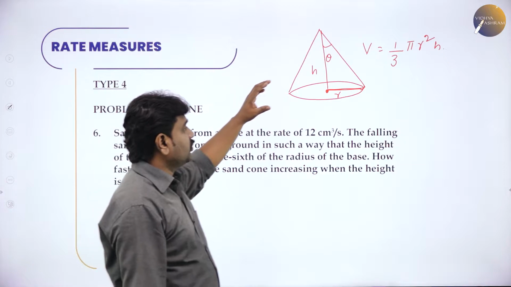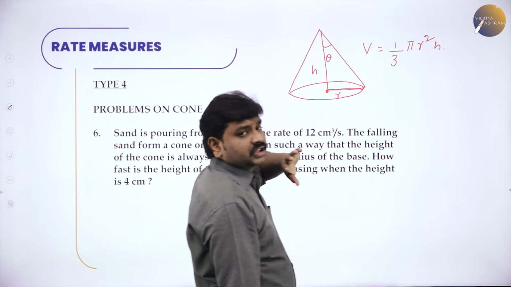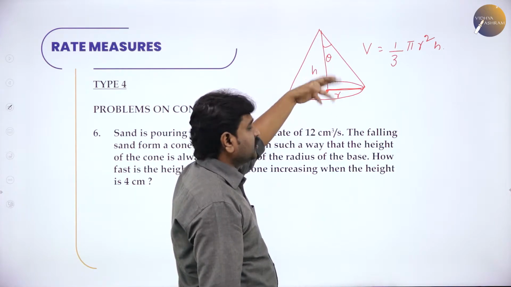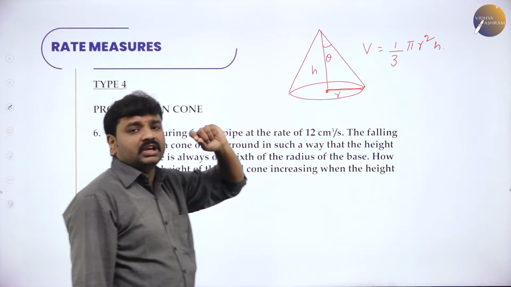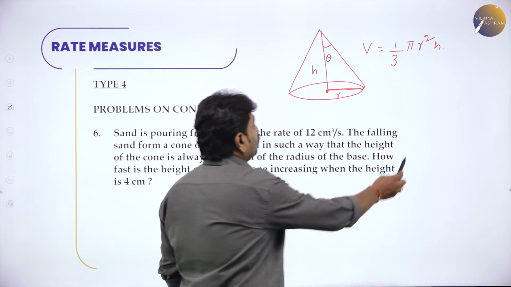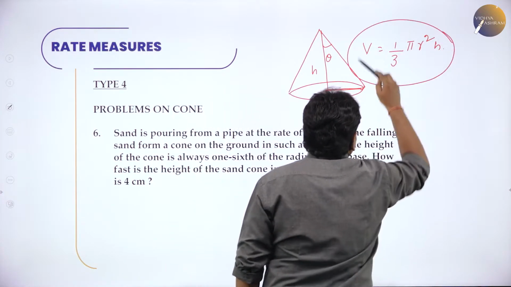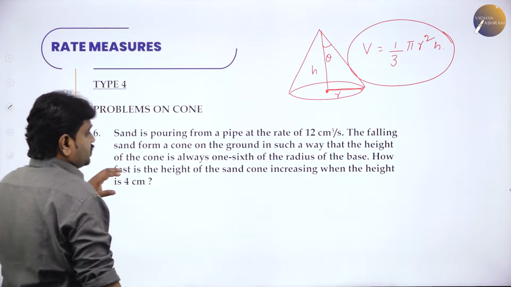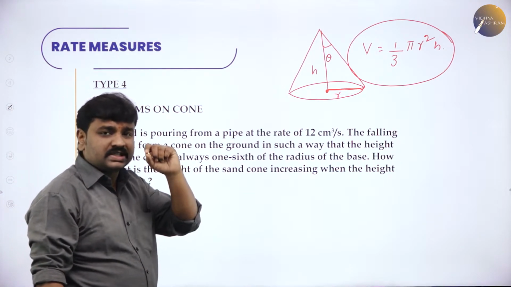What is the volume of the cone? 1 by 3 pi r square h. R is the base radius, H is the height of the cone, and theta is the semi-vertical angle. Two variables we have. Now, first read the problem and write what is given.